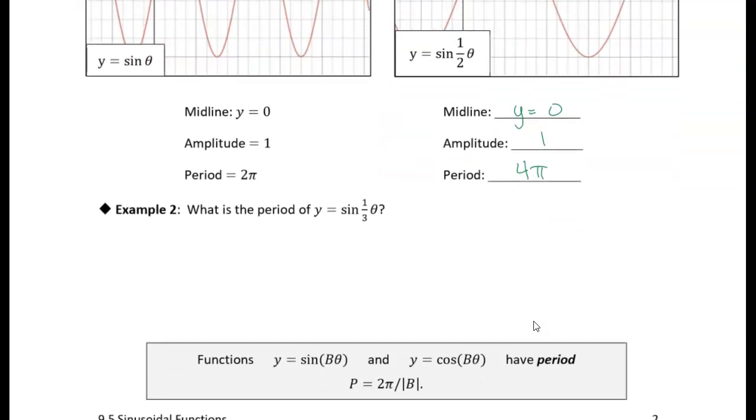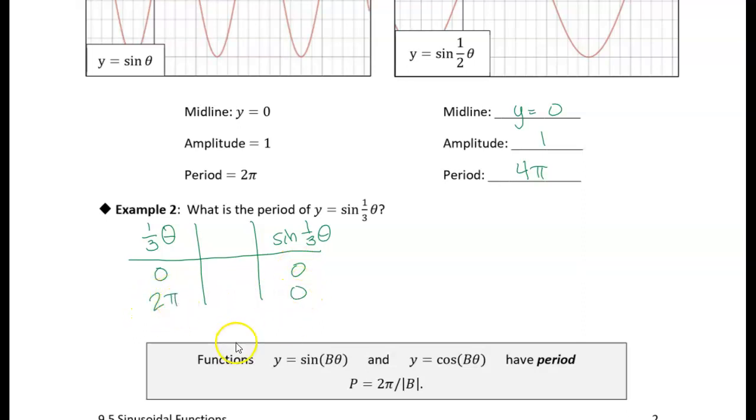Let's take a look at example 2. What is the period of sine of 1/3 theta? Again, I can think of 1/3 theta as the input to the sine function. I know that when the input to the sine function is 0, the sine of 0 is 0. When the input to the sine function is 2 pi, the output is again 0. That's one cycle. But now what does theta have to be? For 1/3 theta to be 0, theta has to be 0. But in order to get 1/3 theta equal to 2 pi, I have to feed in 6 pi. Theta has to be 6 pi in order for the input to sine to be 2 pi, because it takes 3 times as much theta to get the same output.